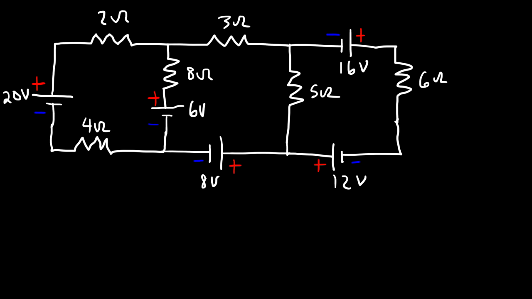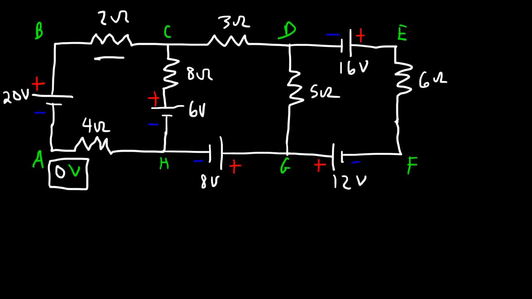And let's define this as point A, B, C, D. This is going to be E, F, G, H. And at point A, the potential will be 0 volts. So relative to that potential, calculate the potential at every point.